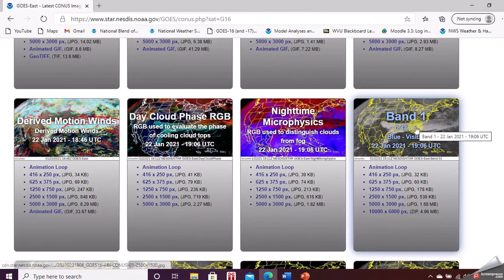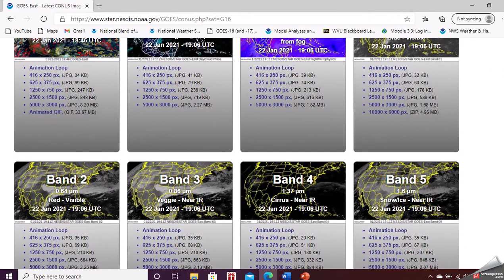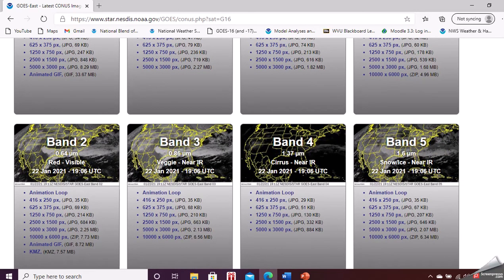But say I wanted band 1, which is 0.47 microns. That's a blue shade of visible light. So what you're seeing there is going to have a tendency to look more towards the blue range of light. Or you can have the red range of light, 0.64. And then there's another band. Vegetation tends to reflect a lot of infrared radiation at about 0.86. Cirrus, a higher cloud, 1.37. Snow and ice, a different band.